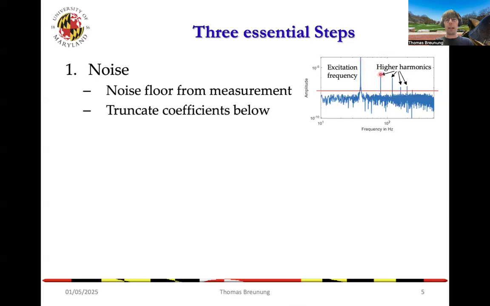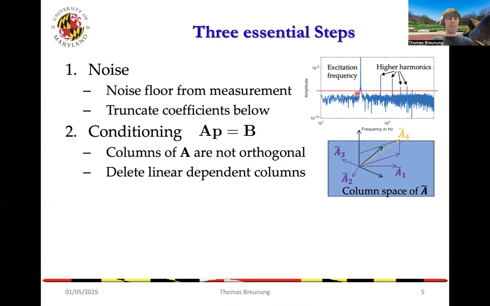We can also see clearly some other higher harmonics, but the majority of the amplitudes are below the noise floor. So in the large linear system, we truncate all entries which are below the noise floor to get rid of those coefficients. Secondly, we improve the conditioning of this large linear system.